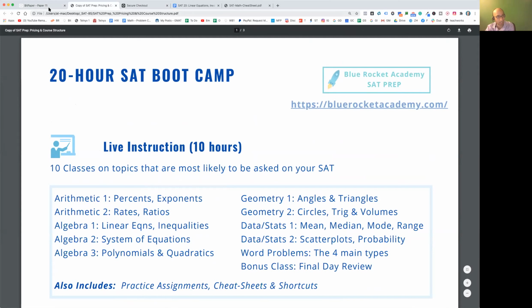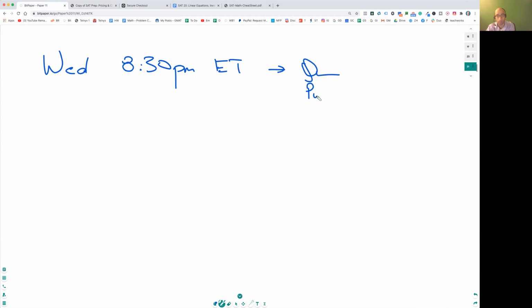The next session is going to be on Wednesday at 8:30 p.m. Eastern. We are going to do quadratics, polynomials, all of these ideas, discriminants, etc. So this is an important one. By the way, this test was number 10. So this section is super important.